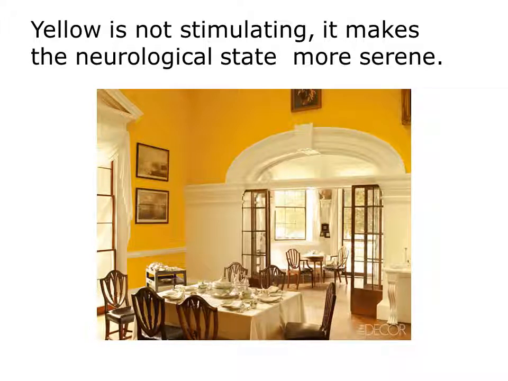Yellow, on the other hand, is not stimulating. A lot of people use this for children's rooms because they think it's stimulating. It actually makes your neurological state more serene. And here I have a picture of the dining room at Monticello, which was George Washington's house. And we see the walls are bright yellow and the woodwork is painted white. And it's a very serene looking room.